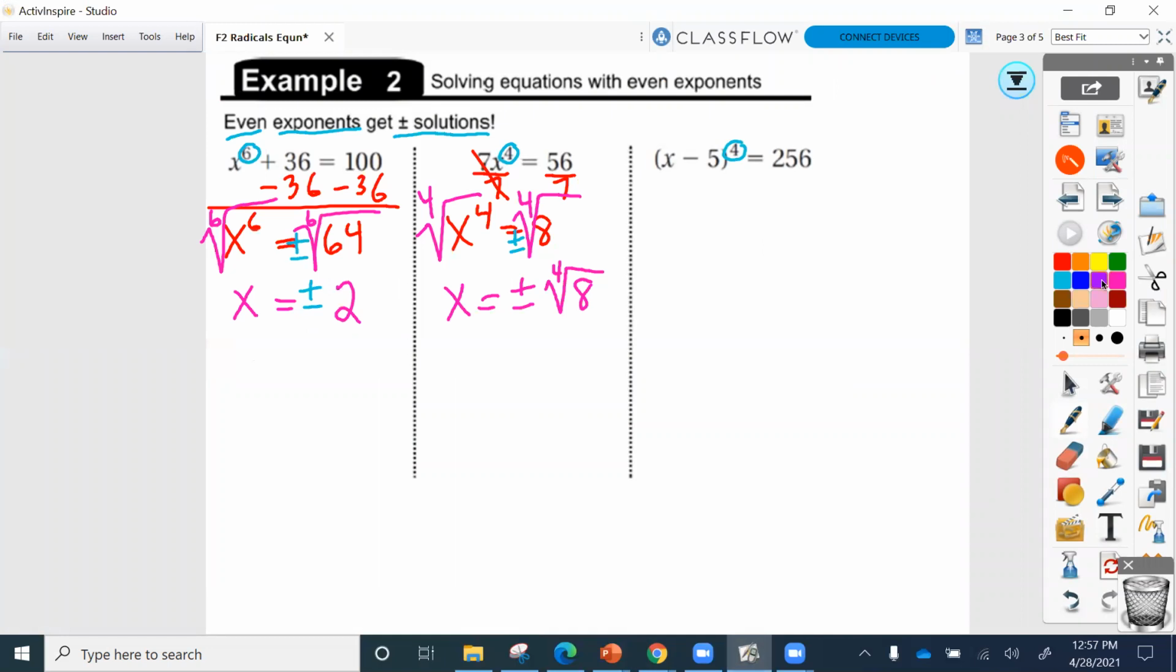So our approximation is x is approximately equal to plus or minus 1.68.